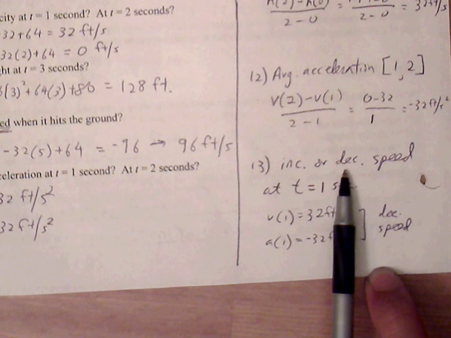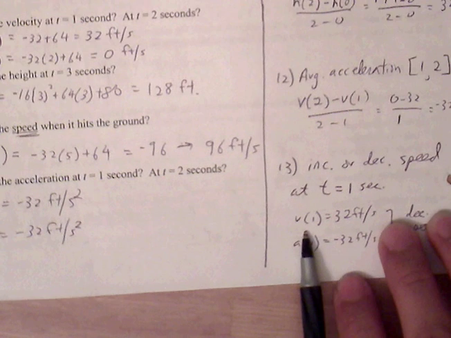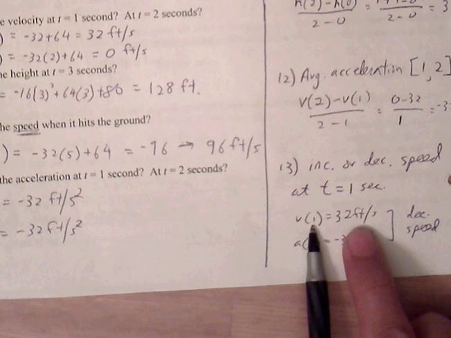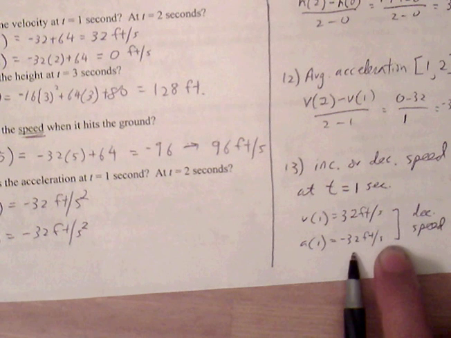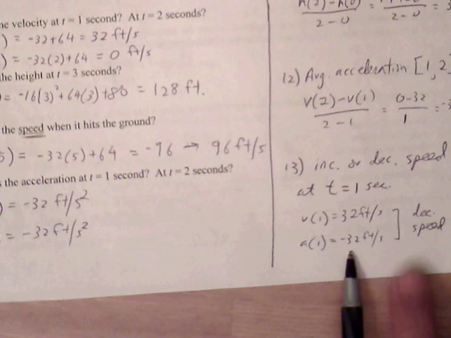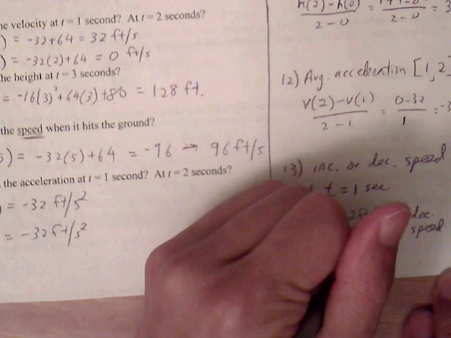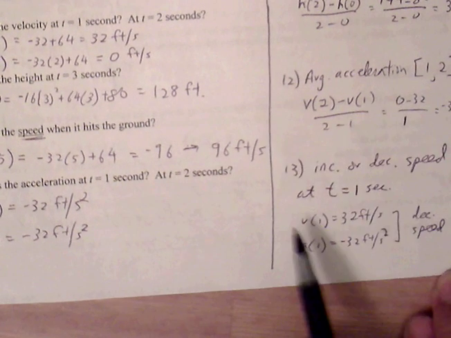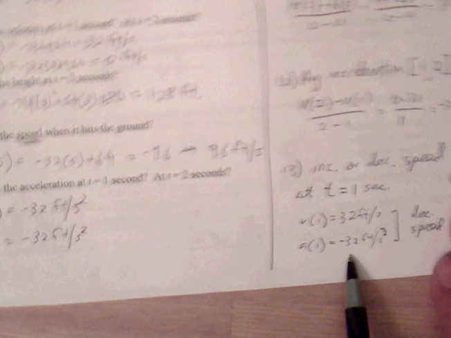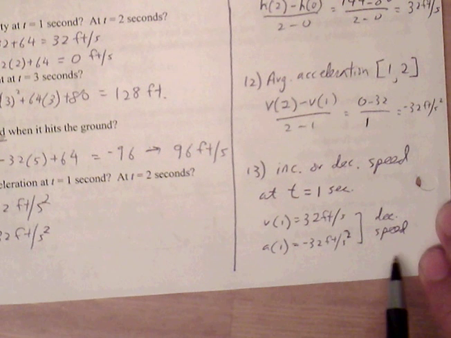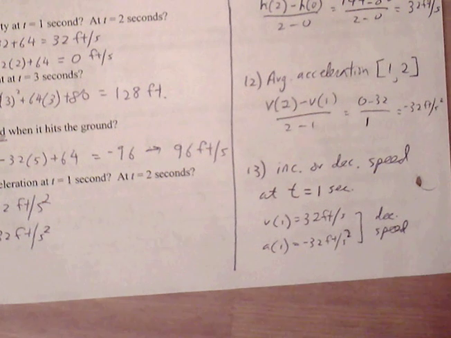Okay, so we can compare v of 1 that we found from before: velocity at 1 second is 32 feet per second. The acceleration at 1 second is negative 32 feet per second squared. So we see velocity is positive, acceleration is negative. They have opposite signs. Therefore, we know at t equals 1, the speed will be decreasing at that moment.